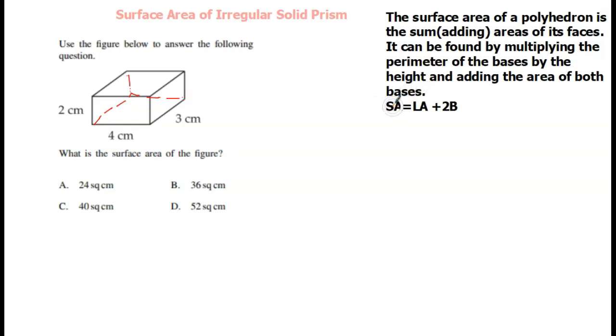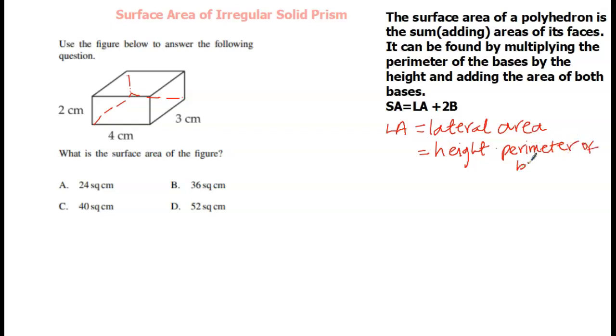So we are going to use this formula here, which is the surface area is equal to the lateral area plus both bases. The LA is the lateral area, which can be simplified as the height times the perimeter of the base. So this regular prism here, realize that it has 6 faces. Instead of calculating each area and then adding them together, we can simply use this formula and it will give us the same answer.